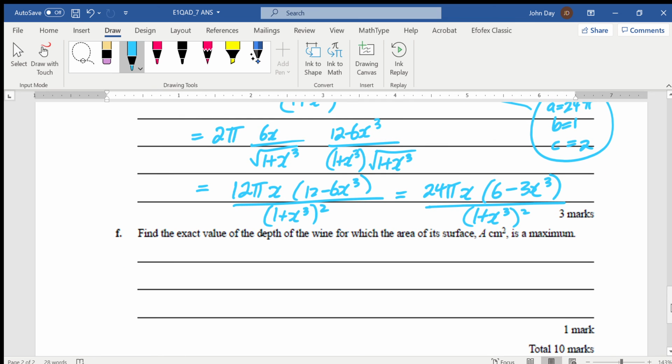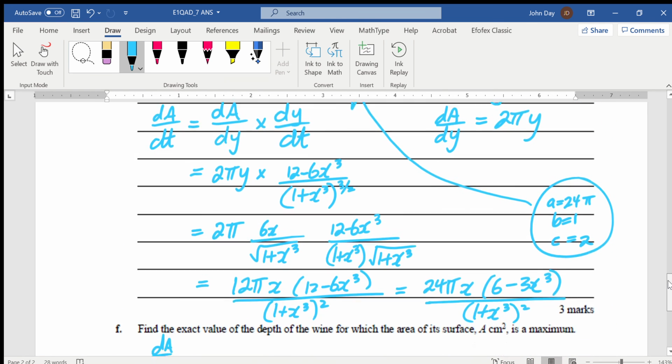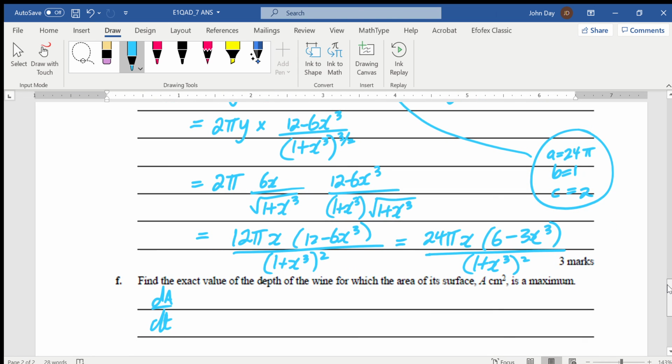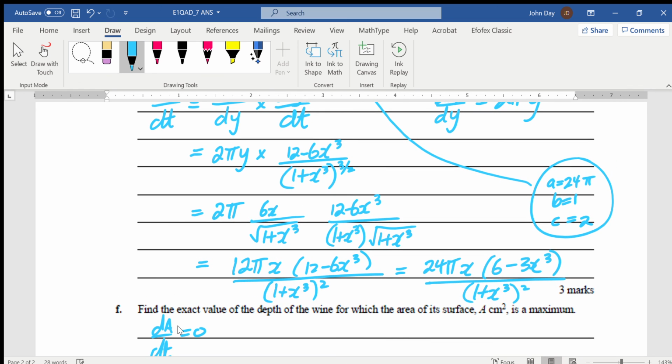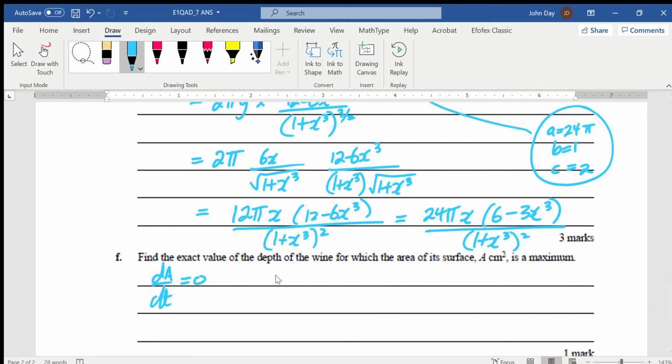Find the exact depth of the wine for which the area of its surface A is a maximum. So for a maximum, if we have dA/dt equals that, then for a maximum, dA/dt equals 0. When you find a stationary point, you put the derivative to 0, which means that 24 pi x (6 minus 3x cubed) equals 0. The denominator being 0 is not the way that whole fraction can be 0. So x is 0. Well, that's not going to give the maximum. It's going to give maybe a stationary point, possibly the minimum. Or 6 minus 3x cubed equals 0.